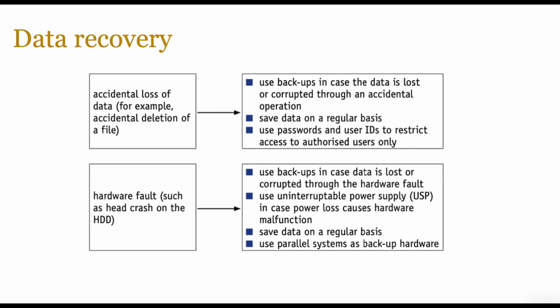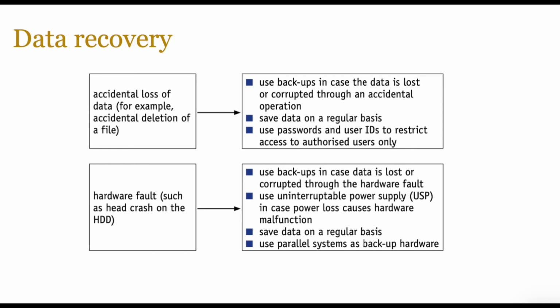And of course, user IDs and passwords, access levels can be used to restrict users, so only authorized users can delete files and not everybody can. That can help in preventing accidental loss. And of course, you can have data loss due to hardware faults, such as a head crash on the hard disk drive. In this case, backups come in handy as well, using things like uninterruptible power supplies or UPSs, in case there's a power loss which causes hardware malfunction, they can come in handy.